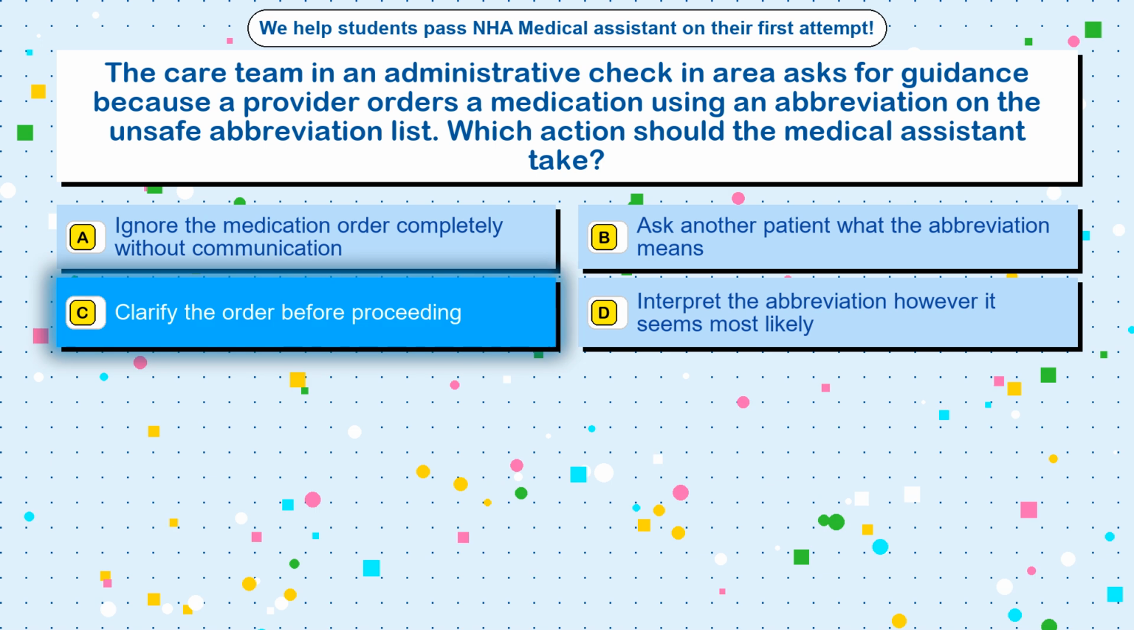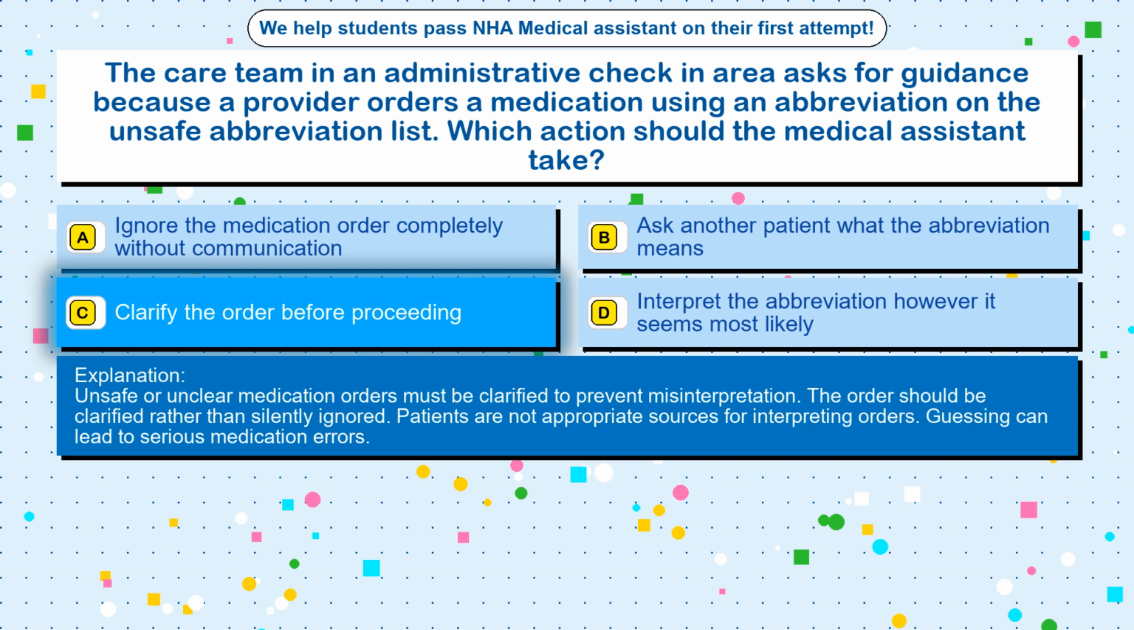Clarify the order before proceeding. Unsafe or unclear medication orders must be clarified to prevent misinterpretation. The order should be clarified rather than silently ignored. Patients are not appropriate sources for interpreting orders. Guessing can lead to serious medication errors.